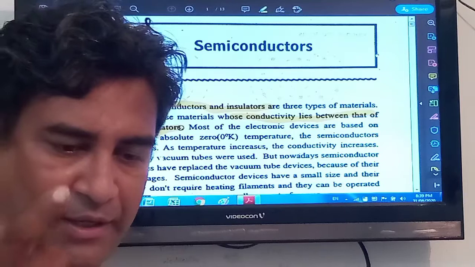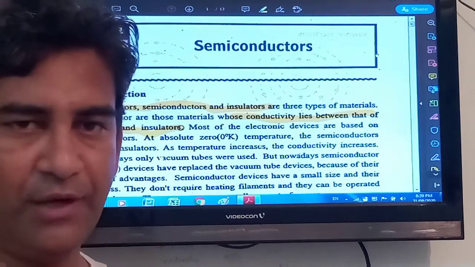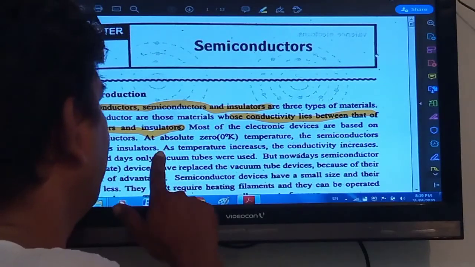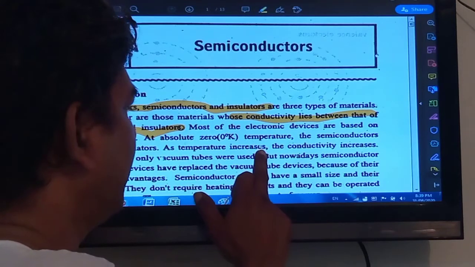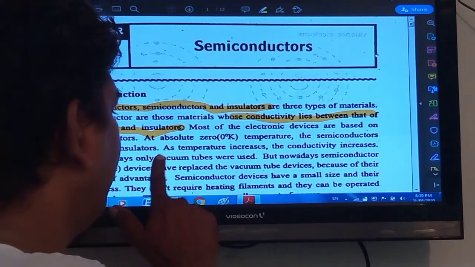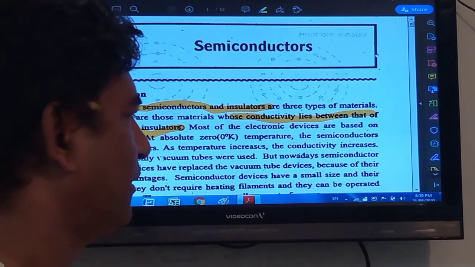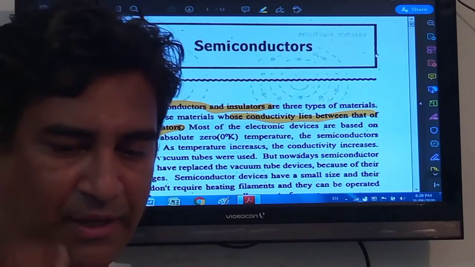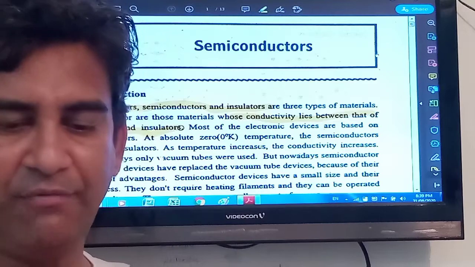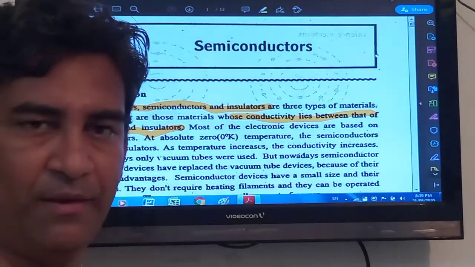In older days, only vacuum tubes were used. Here the semiconductor behaves as an insulator, and as the temperature increases, the conductivity increases. In the old days, only vacuum tubes were used. But nowadays, the semiconductor device has replaced the vacuum tube device because of a number of advantages.